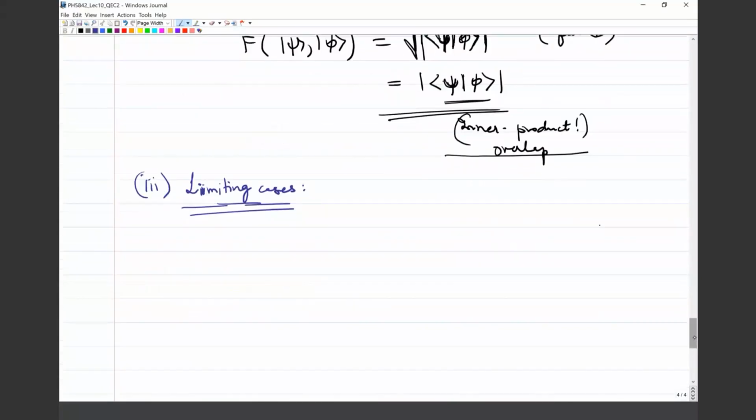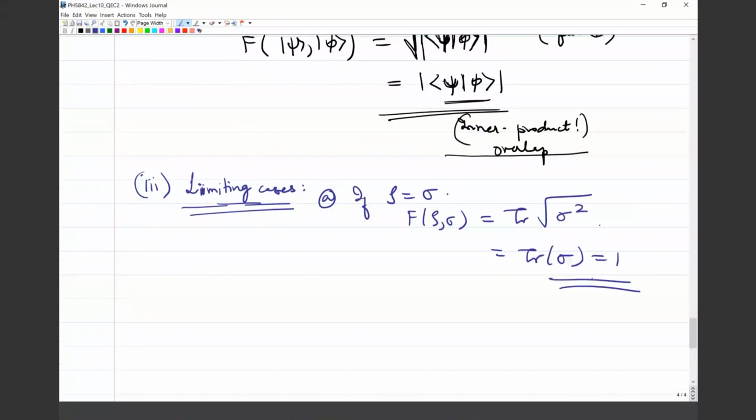So let's say if rho is equal to sigma. Let's look at this before we do commuting and all that. Then what is f of rho sigma? This is the trace of the square root of rho to the half sigma rho to the half. So that becomes sigma to the half sigma sigma to the half. It all becomes sigma squared, which then gives trace sigma, which is 1.